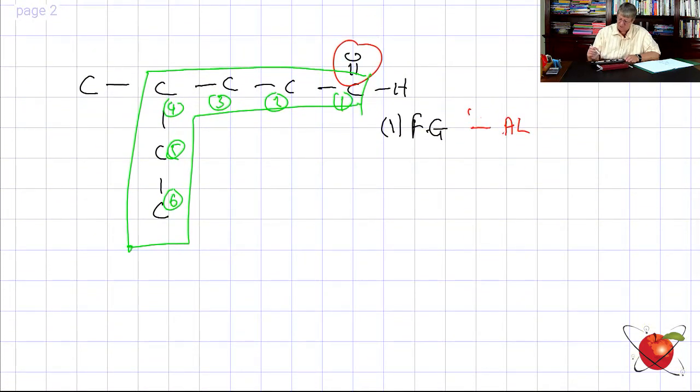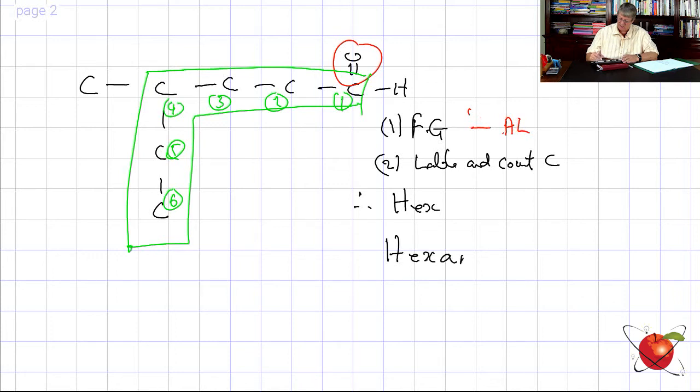Now, we've got that one. We've labeled it. So therefore, 2 is label and count carbon. So I've got 6. So therefore, it's a hex. And I know it's an al. So it's going to be hexanal. And it's single bonds in between. We're not going to deal with any doubles here.